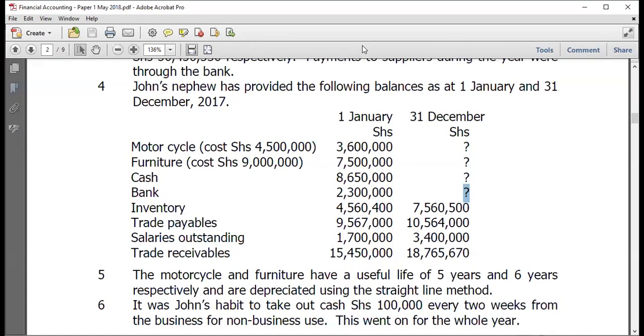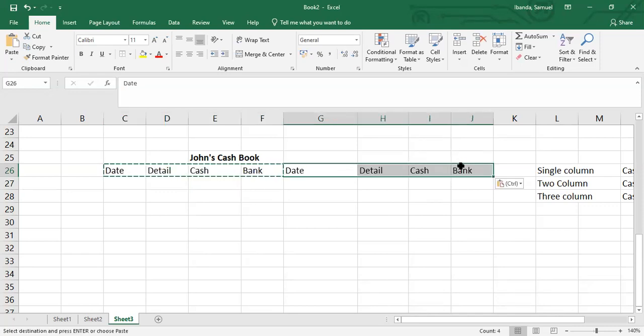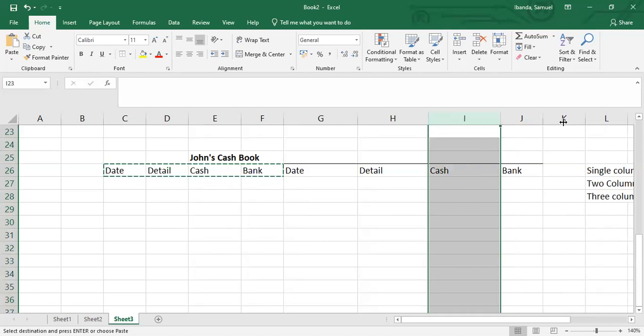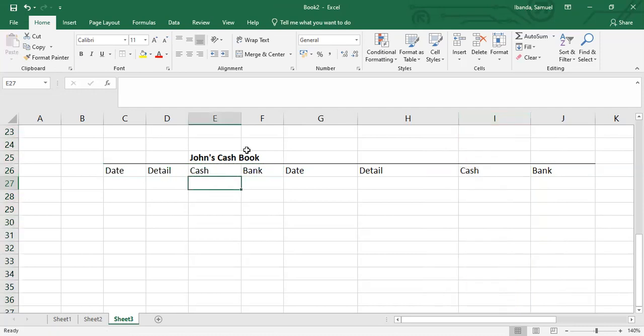So these will be my columns. I'm going to have cash and bank. Of course, the 2 column cash book can have the date, then the detail, and in the same way I'll also have similar details on this other side, the cash, detail, and bank column. The detail column is a bit longer because it has a narration in it, but that should be basically the principle.